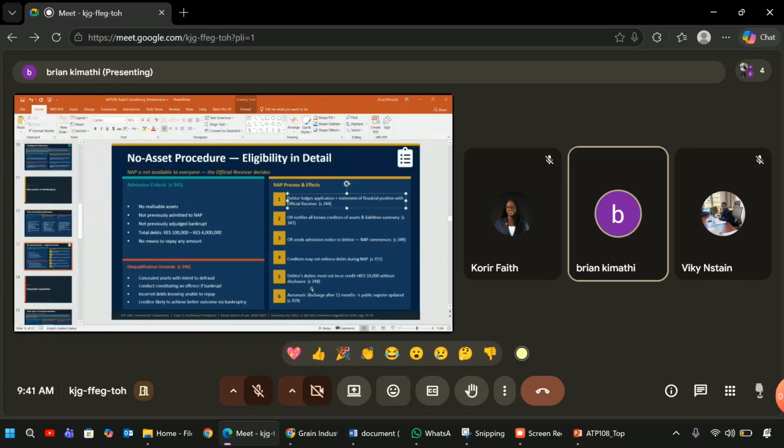In your application or NAP you must lodge these debts, any debts you take from there on. And then automatic discharge after 12 months, and the public register is updated. So let's go on.